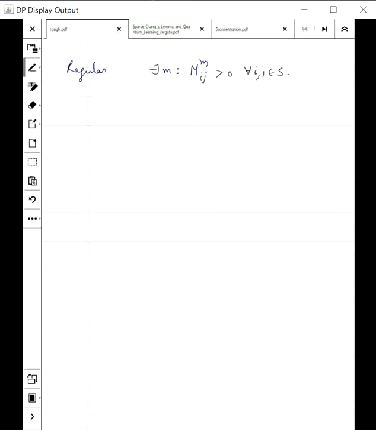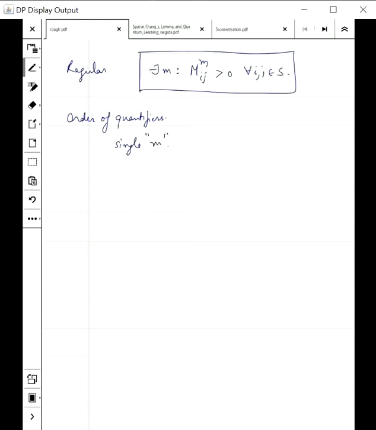It is important to remember the order of quantifiers here. It is saying that there exists a single m. It could be very big, I don't care, but there is a single m. When I look at that single m, every entry of M to the small m is non-zero and positive. If I start with positive entries, then going forward it will remain positive. So the important thing is that every entry is non-zero.